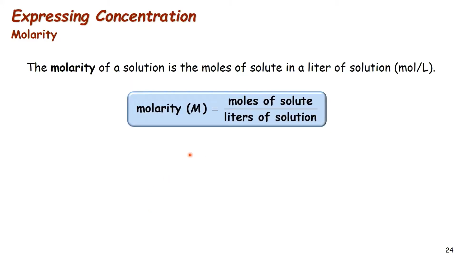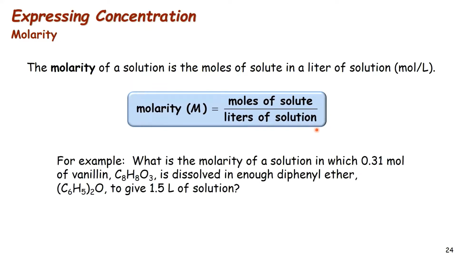So the molarity of the solution is going to be the moles of solute divided by the liters of solution. We've seen that, right? We've dealt with that already in Chem 110. So for example, if I have 0.31 moles of vanillin, which is this compound here, and it's dissolved in enough diphenyl ether to give 1.5 liters of solution.